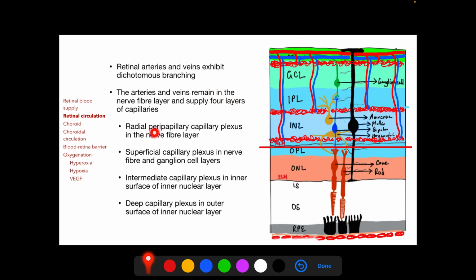The radial peripapillary capillary plexus lies in the nerve fiber layer around the optic nerve head and is not shown here in this diagram. The superficial capillary plexus lies in the nerve fiber layer and the ganglion cell layer. The intermediate capillary plexus lies in the inner surface of the inner nuclear layer, and the deep capillary plexus lies along the outer surface of the inner nuclear layer. In some descriptions, the intermediate and deep capillary plexuses are considered together as the deep capillary plexus, and these individual capillary plexuses can be separately imaged by optical coherence tomography angiography.